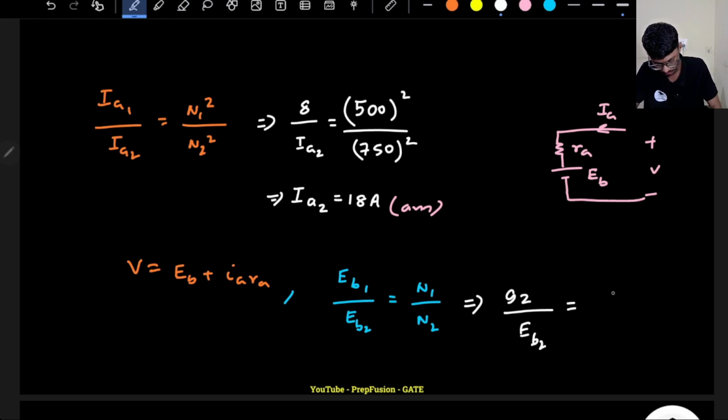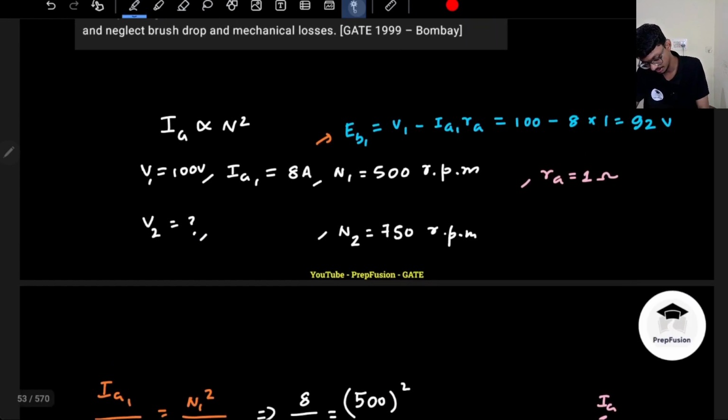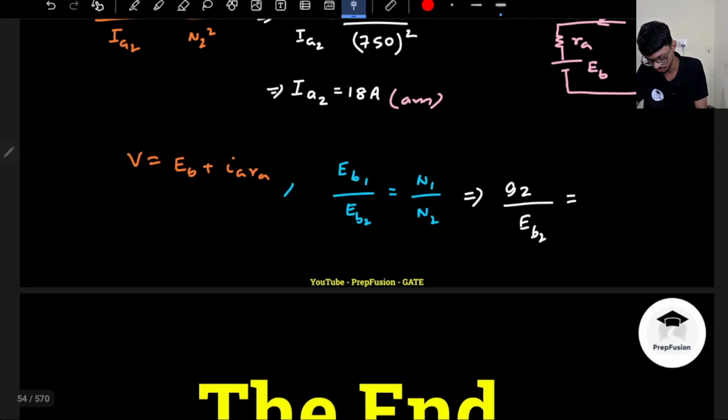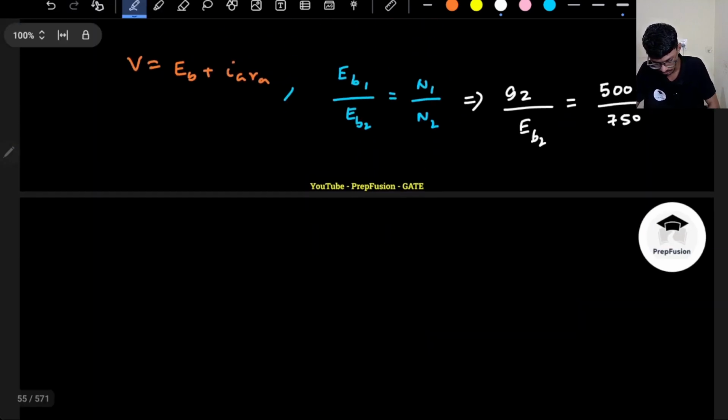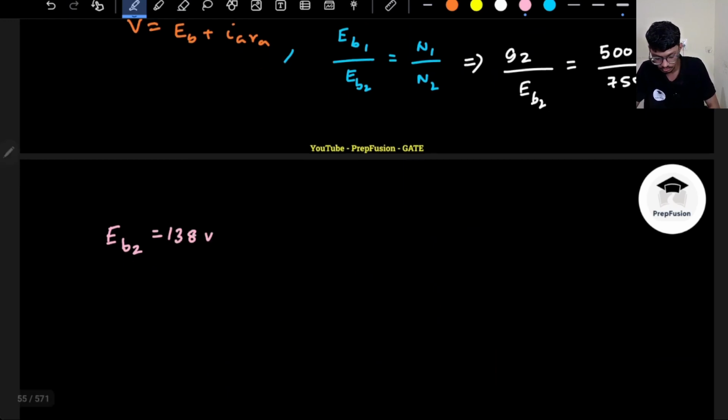EB2 is EB2 only. Initially, what was the speed? Initially it was 500, then it becomes 750. So EB1 by EB2 will be 500 divided by 750. So my EB2 will be equal to 750 divided by 500 into 92, that is 138 volts. So this is the EB2.